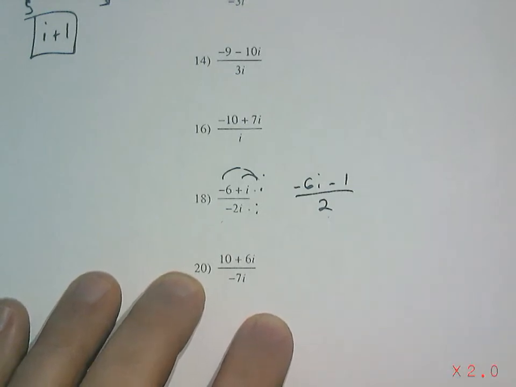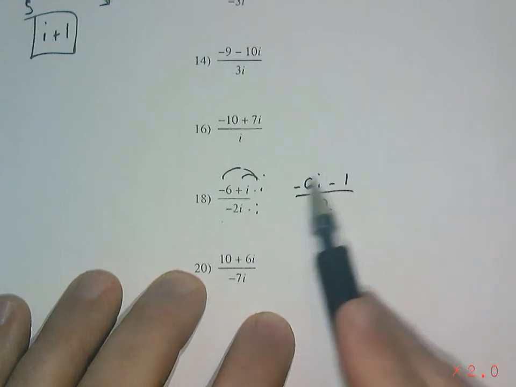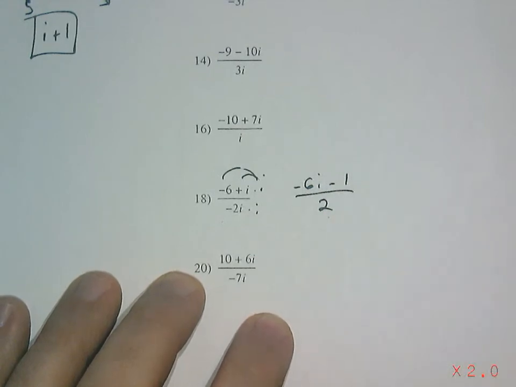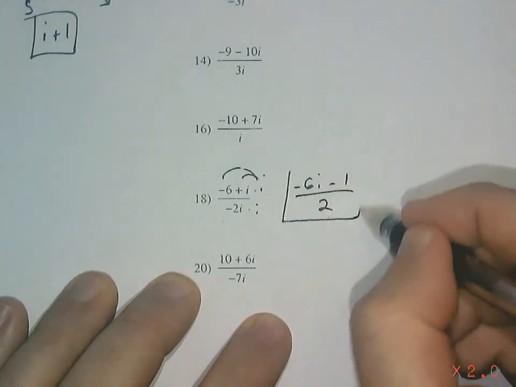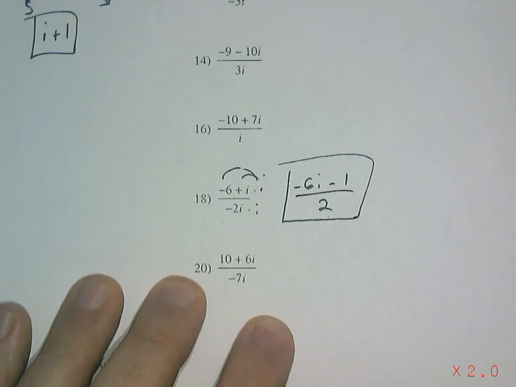Okay? Now, is there anything I can do to simplify that? They don't both have a 2, so I can't take those out. So, yeah, that's as simple as I can get it. That's your answer. Easy cheesy.